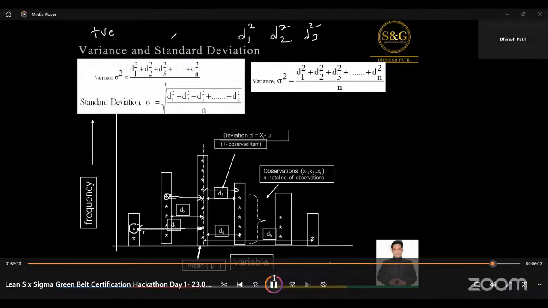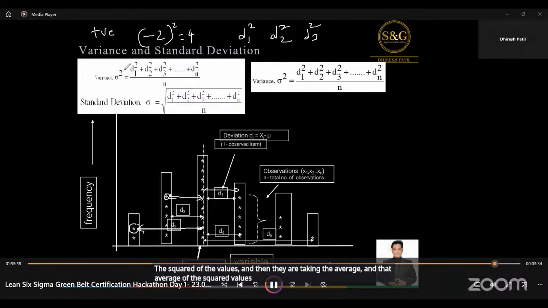Are you understanding? Squared values are always positive values. For example, minus 2 squared is not minus 4, it is 4. Are you clear? That's why, to avoid this minus and plus clash, they take the squared values and then take the average, and that average of the squared values is denoted by sigma square and it's called variance, and this is the formula.